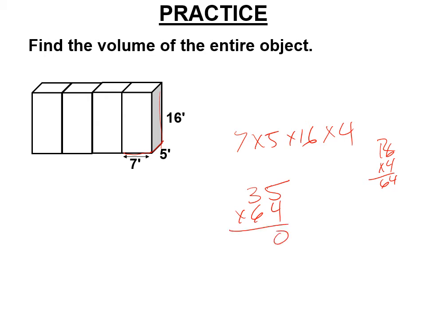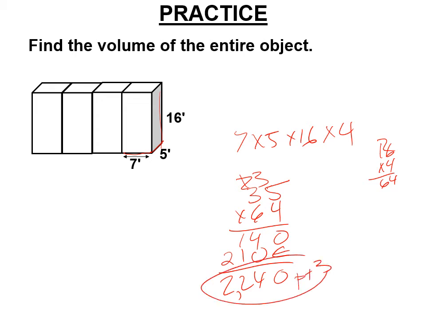4 times 5 is 20. 4 times 3 is 12, so it's 14. Step over. 6 times 5 is 30. 3 times 6 is 18, plus 3 is 21. And I'm getting no decimals. 2,240 cubic feet.